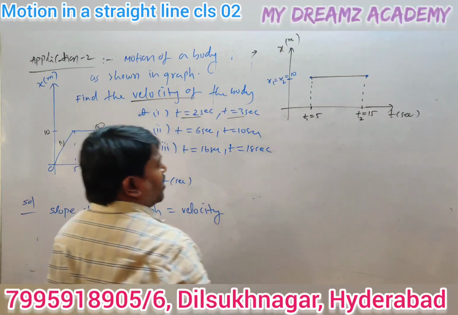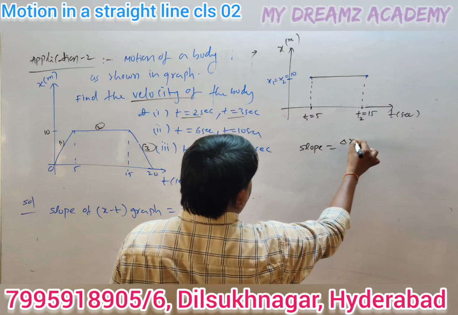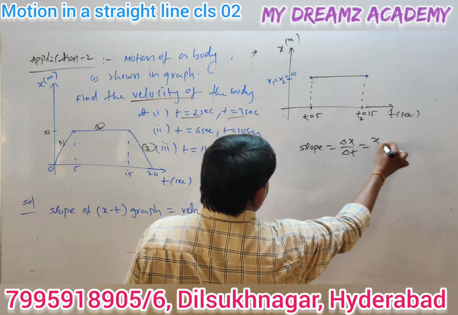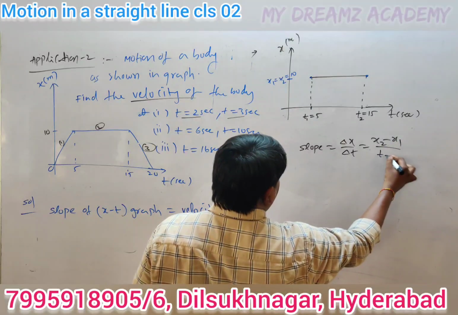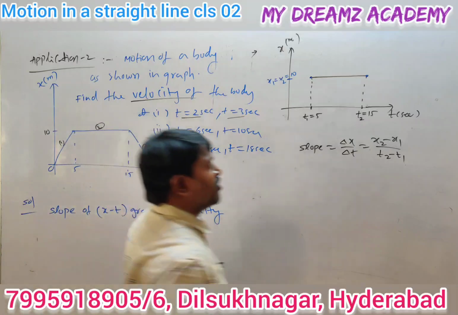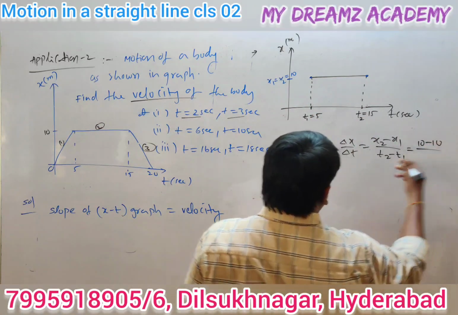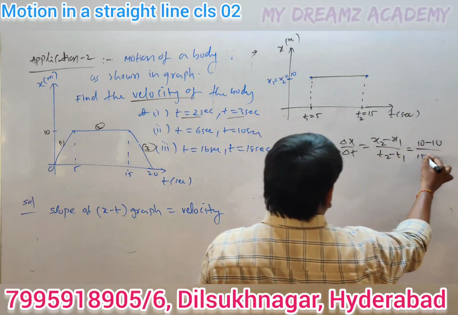x1 and x2 both are equal to how much? That is 10. Now the slope is equal to delta x by delta t. Delta x means x2 minus x1 by t2 minus t1, the slope of the x-t graph. Now what is the x2 value? 10. The x1 value is also 10. The t2 value is 15. The t1 value is 5.